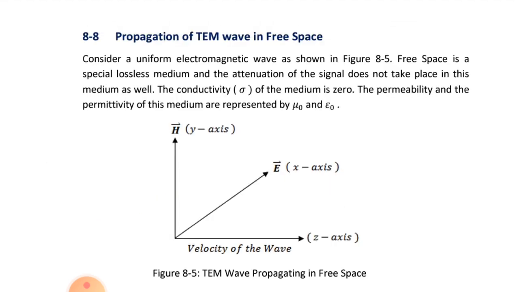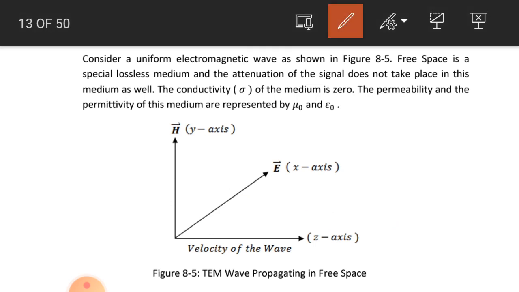Propagation of the transverse electromagnetic wave in free space. Free space is a special medium. The permeability of free space is represented by mu naught, and the permittivity of free space is represented by epsilon naught. The conductivity of free space is zero, so we can claim that free space is a lossless dielectric medium. The attenuation of the electromagnetic wave does not take place in free space.